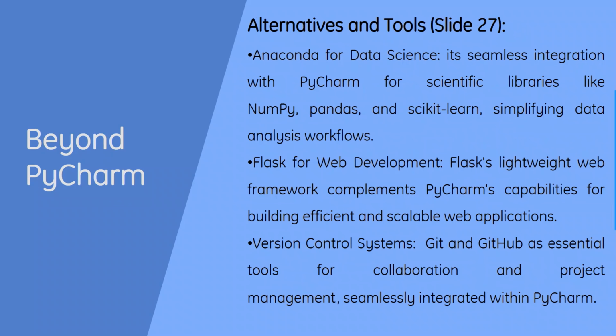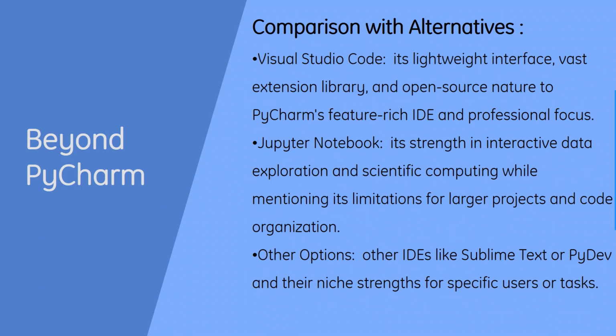Next, we have alternatives and tools. So for Anaconda for data science, we have its seamless integration with PyCharm for scientific libraries like NumPy, Pandas, and Scikit-learn, simplifying data analysis workflows. And then we have Flask for web development. Flask, a lightweight web framework, complements PyCharm's capabilities for building efficient and scalable web applications. And then we have version control systems, which is Git and GitHub, essential tools for collaboration and project management, seamlessly integrated with PyCharm. Next, we have comparison with alternatives, which is done.